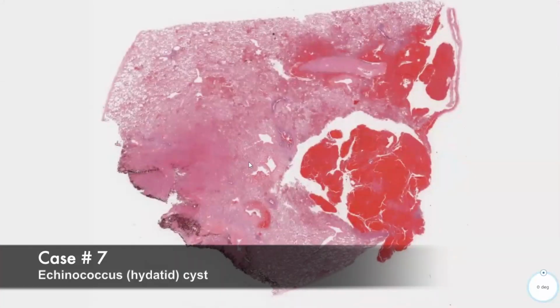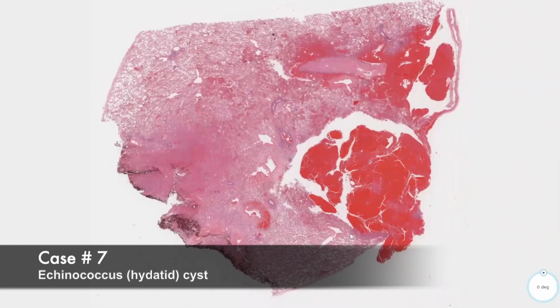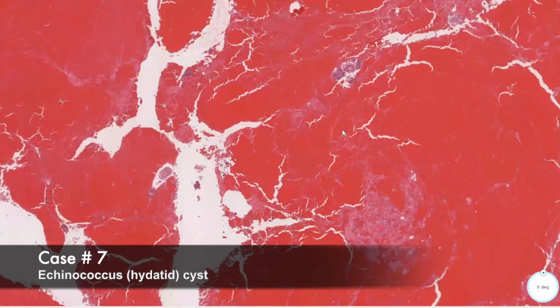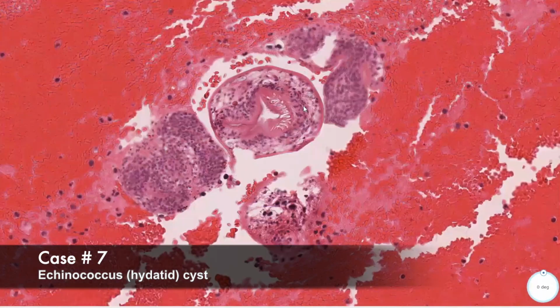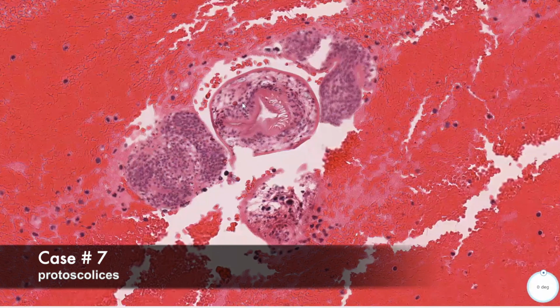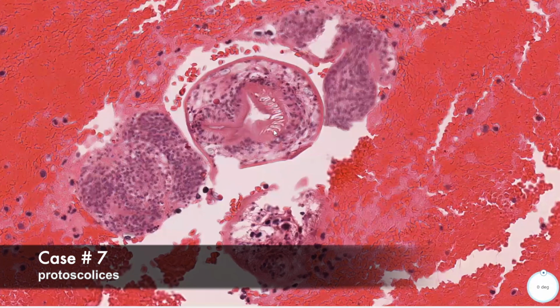So moving to our next case here, we have two slides. You can see at low power, we have almost a cystic type area here, and then some relatively normal lung parenchyma. If you look down in here within the blood, you can see these structures. These structures are actually organisms, and these are protoscolices from an echinococcus. And the one nice feature here is you can see really nice hooklets.